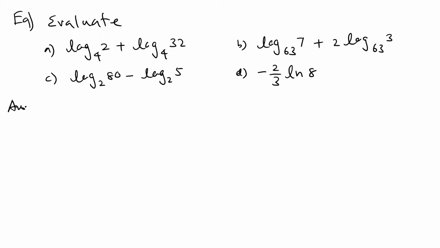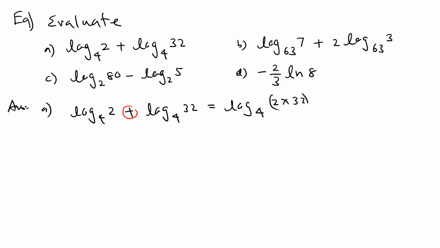So we're going to go with the first one. What we're going to do is use, because it has the same base and it's a sum formula, that means we're going to multiply the numbers. So we have log 2 plus log 32. It's the same base and the sum, so you can just multiply the two numbers. That means this can be log base 4 of 2 times 32, which is log base 4 of 64.